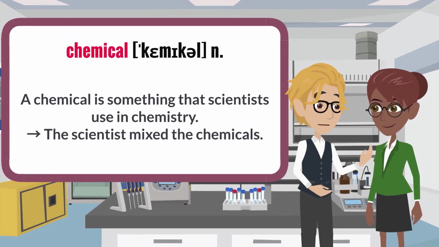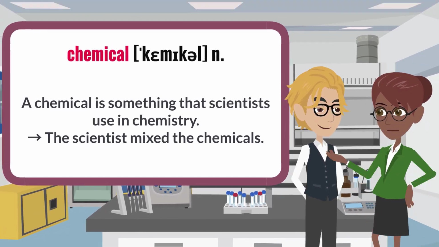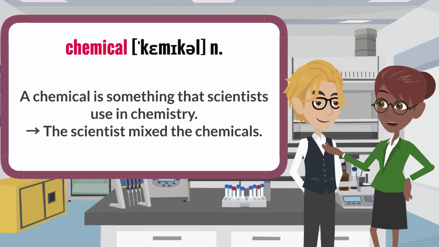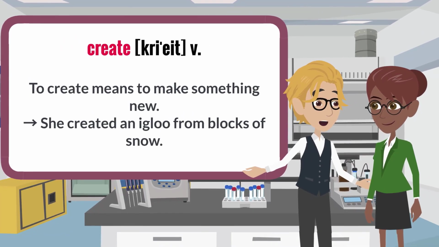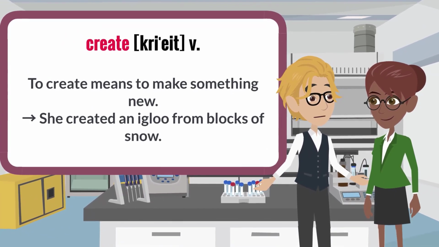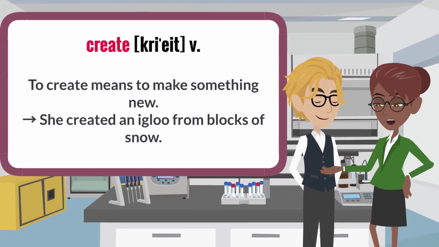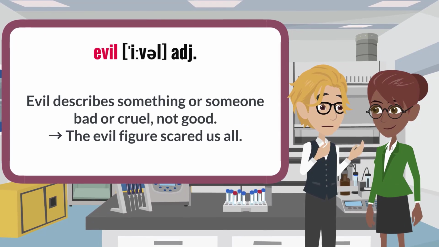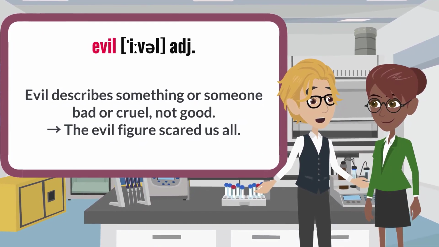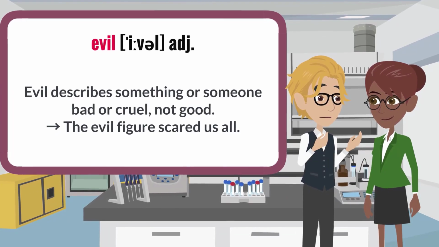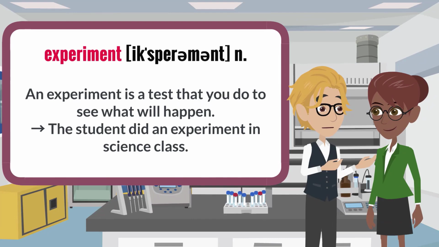Chemical. A chemical is something that scientists use in chemistry. The scientist mixed the chemicals. Create. To create means to make something new. She created an igloo from blocks of snow. Evil. Evil describes something or someone bad or cruel, not good. The evil figure scared us all.